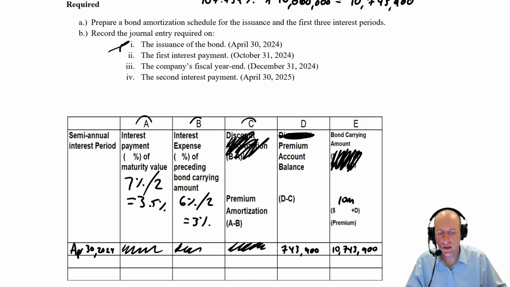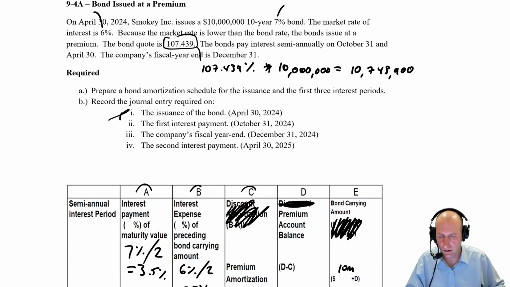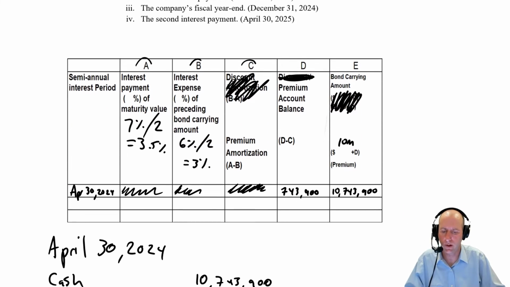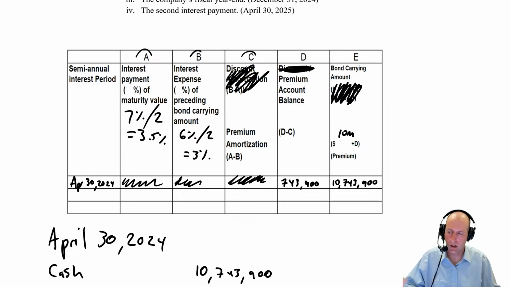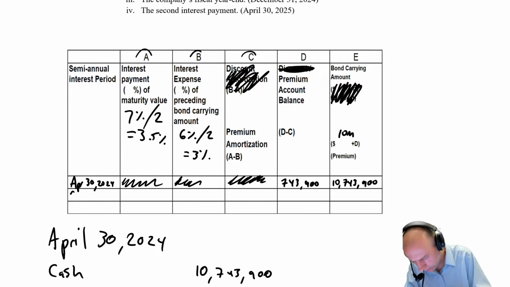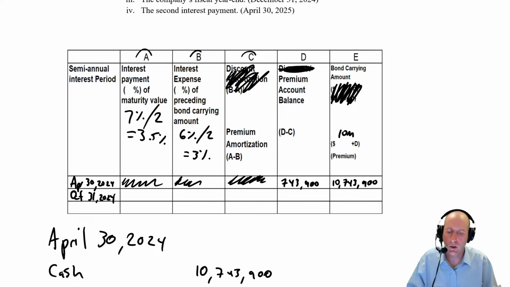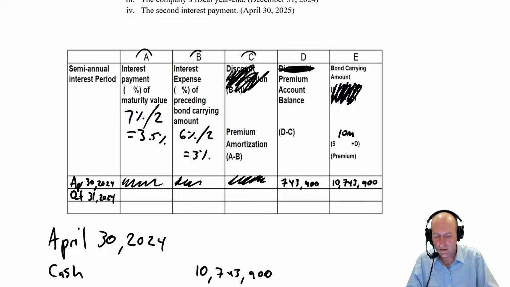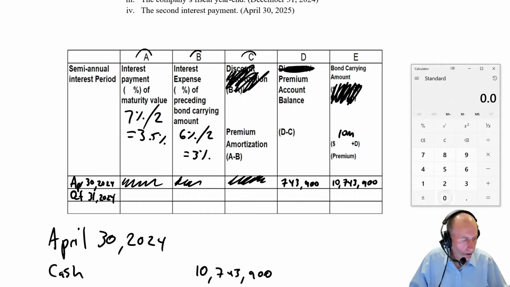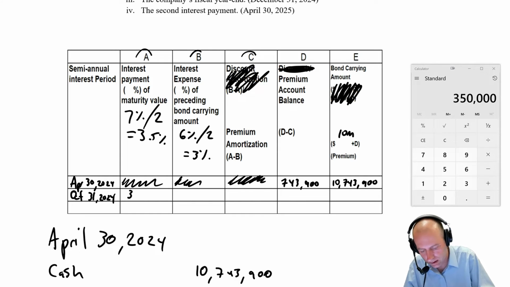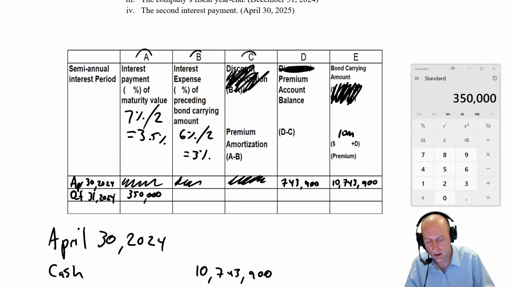Okay, so that's April 30th, 2024. Our first interest payment happens 6 months later on October 31st. So again, May, June, July, August, September, October. Yep, that's 6 months. What's happening on October 31st, 2024? We make an interest payment. We pay 3.5% of our maturity value. So 0.035 times the maturity value, which was $10 million. We pay $350,000 in interest on this day.